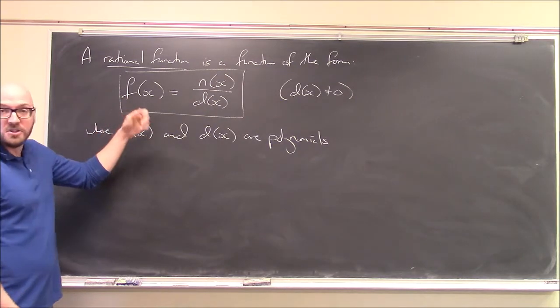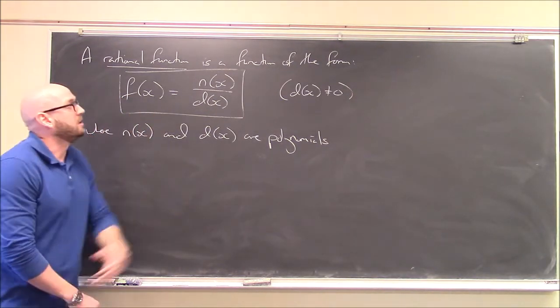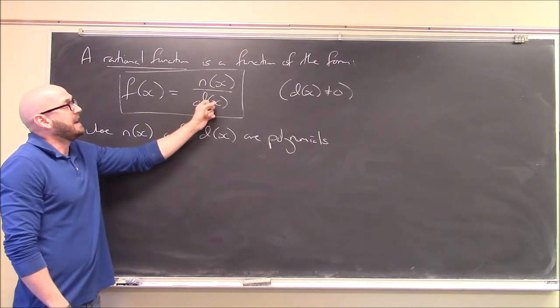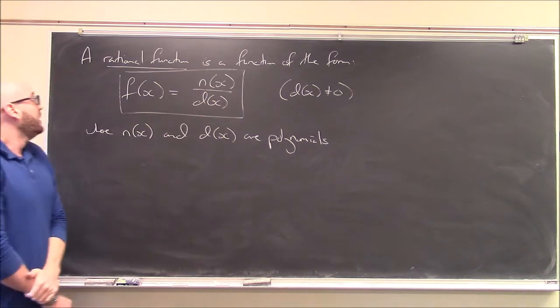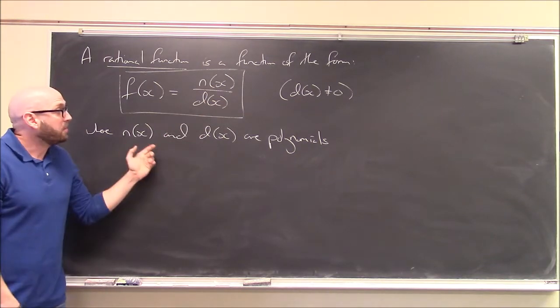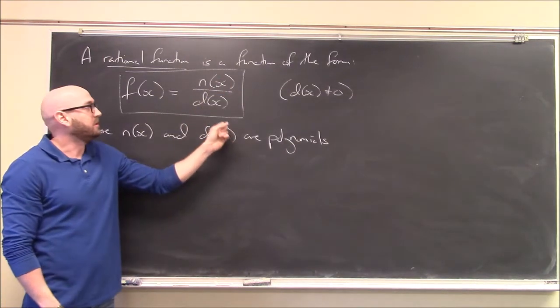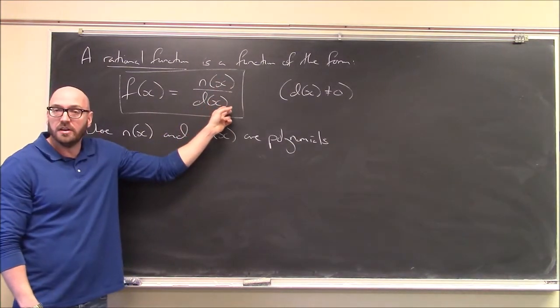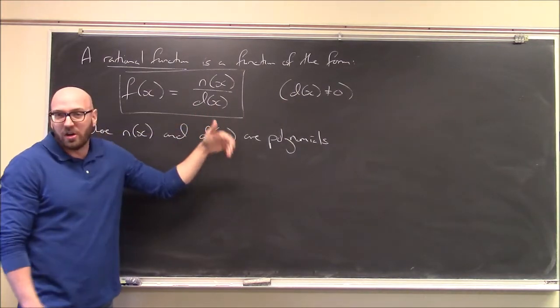Don't be thrown off by the n and the d here. Remember, we can give our functions any name that we want, so usually we go with f or g or h, but here I'm calling the functions n and d, n for numerator and d for denominator, where n of x and d of x are polynomials. So a rational function is just a ratio of polynomials. It's one polynomial divided by another polynomial, with, again, the condition that the bottom polynomial is not constantly 0, right?